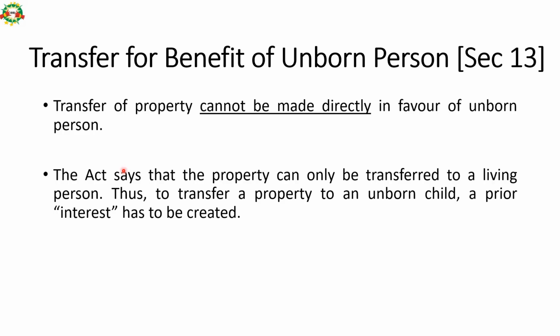Transfer for benefit of unborn person, Section 13 of the TP Act. Transfer of property cannot be made directly in favor of an unborn person. A person who is not yet born, any property in his name cannot be transferred. The Act says that the property can only be transferred to a living person. Thus, to transfer a property to an unborn child, a prior interest has to be created. So if I want to transfer any interest to the unborn child, I have to transfer the property till birth of the child to somebody else, some living person.